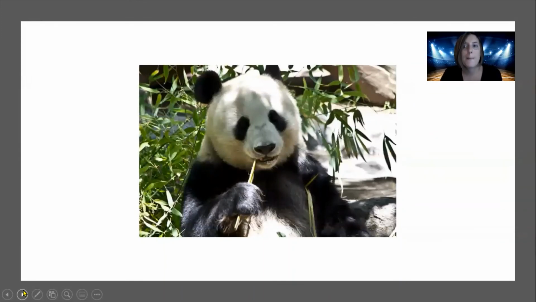How about this one? Panda. Panda. Thumbs up or thumbs down? Thumbs down. That's correct. Panda. I hear panda. That's P like we learned last week. I did not hear b.